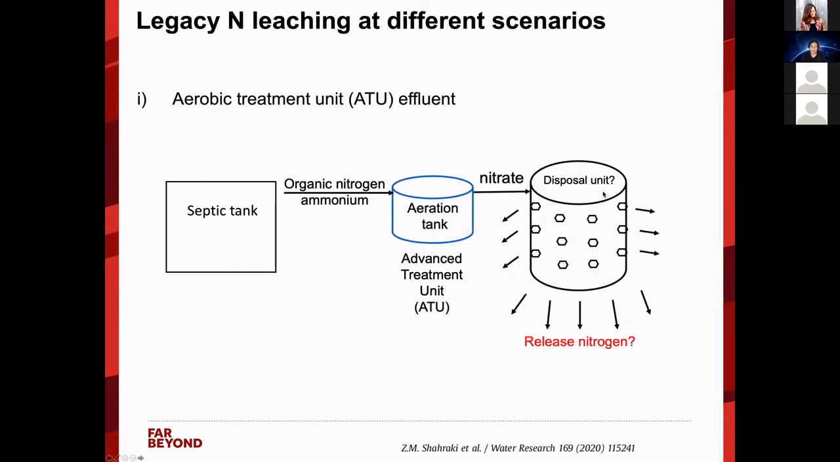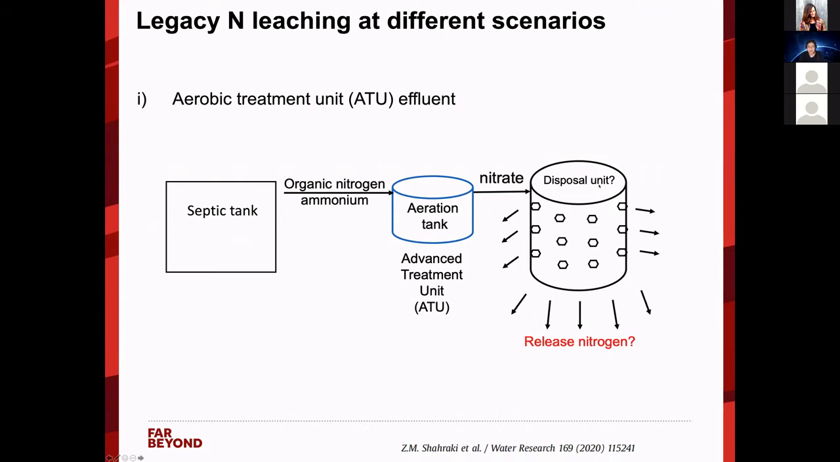The first scenario we selected is to leach the soil matrix using a synthetic aerobic treatment unit effluent. The reason we are doing this is that when a current on-site wastewater treatment system is upgraded with an additional unit, we call it an advanced treatment unit, in a lot of cases it's an aeration unit, which provides aeration for the septic tank effluent, and the BOD is degraded and nitrogen is converted from ammonium to nitrate. Once such a system is added to the current system, the original leaching pool can serve as the final dispersal unit for this effluent discharge.